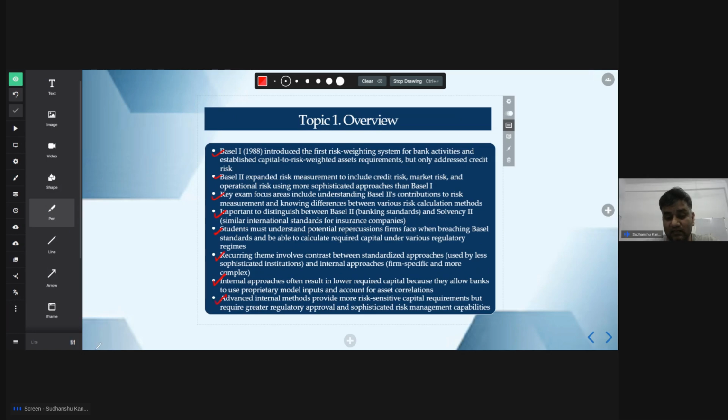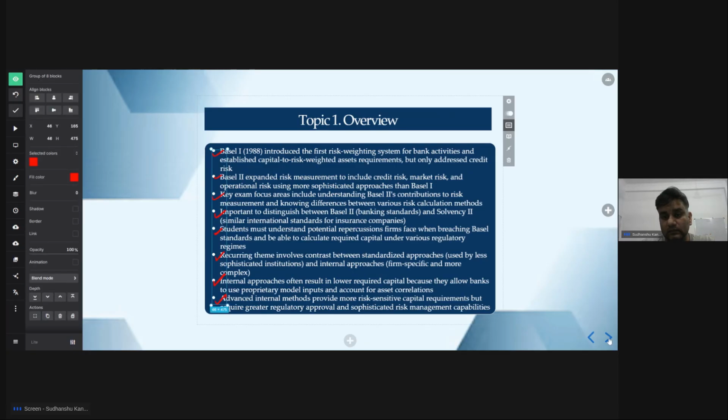And then there are internal approaches and capital reduction. Internal approaches allow banks to use their proprietary risk estimates and account for diversification and correlation, and this often leads to lower required capital, which is why regulators impose strict approval and governance requirements. So that is what we need to understand. Fine.